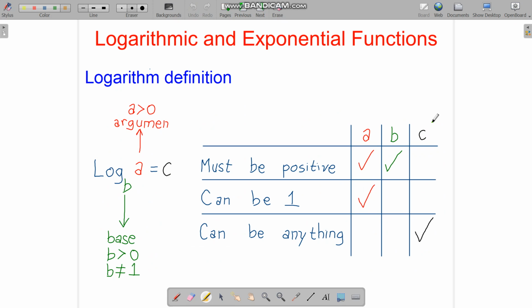The definition of logarithm: if you want to use logarithm, you have to follow the definition that was made by the person inventing logarithm. And this is the rule in using logarithm. The a, or the argument, must be positive, the base must be positive, and it cannot be 1. So the a and the b must be positive. The a can be 1 but the b cannot be 1. The c can be anything.